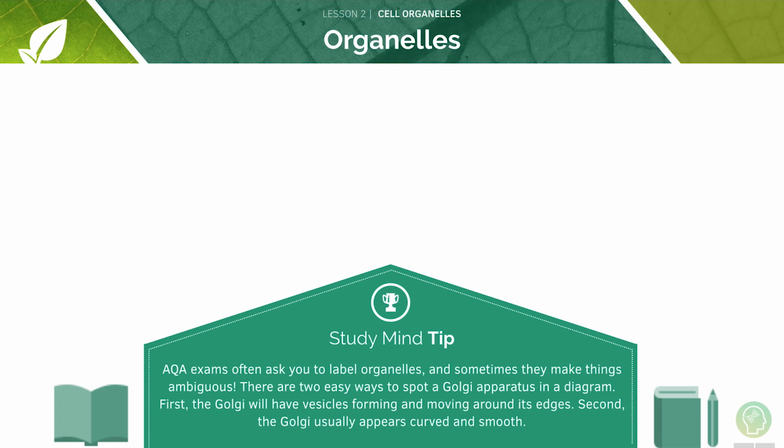There are 2 easy ways for you to spot the Golgi apparatus in an exam. First, it will have vesicles forming and moving around its edges. Second, it usually appears curved and smooth.